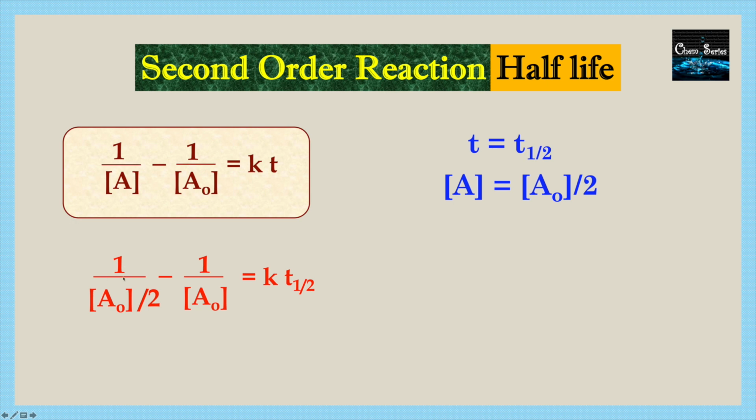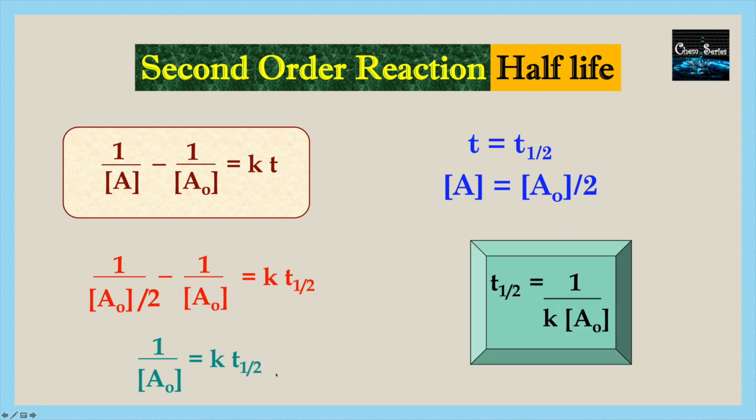So we get 1 by A naught by 2 minus 1 by A naught, that is equal to k T half. So we get 1 by A naught, that is equal to k T half. We need the half-life, T half. So bring T half over that side and A naught to the other side. And you get T half is equal to 1 by k A naught. This is your half-life for the second order reaction.